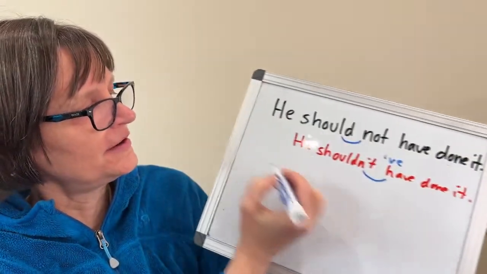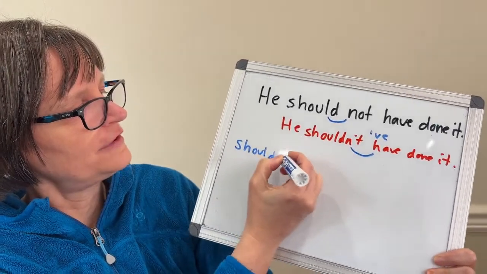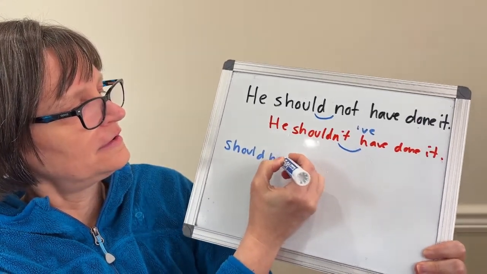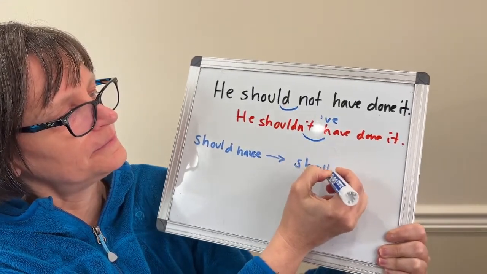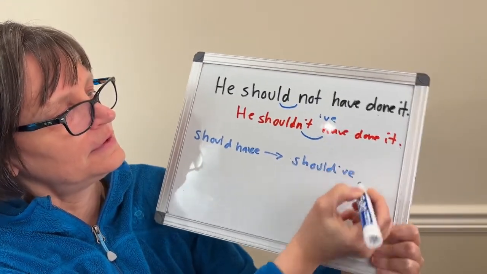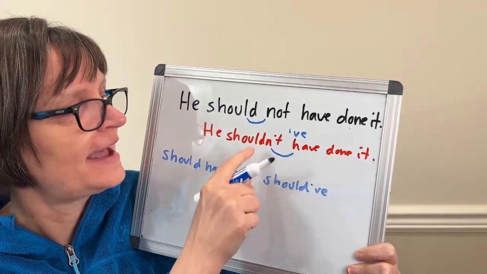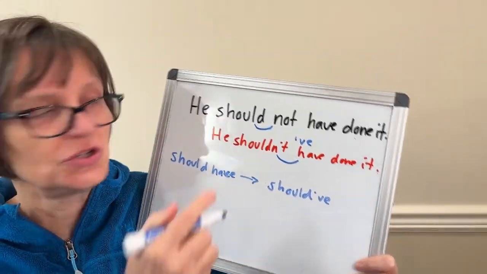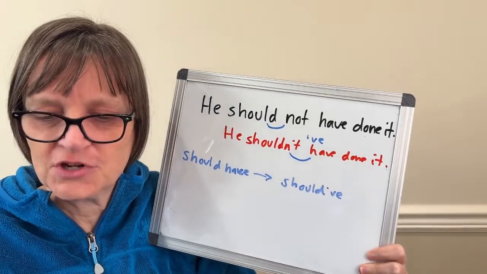So if you think about in the positive, should have becomes should've, which we don't always write, but we do typically say should've, and shouldn't have becomes shouldn't've. So you can think about it as kind of a double contraction.